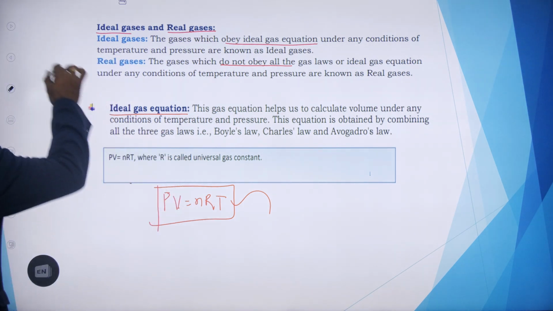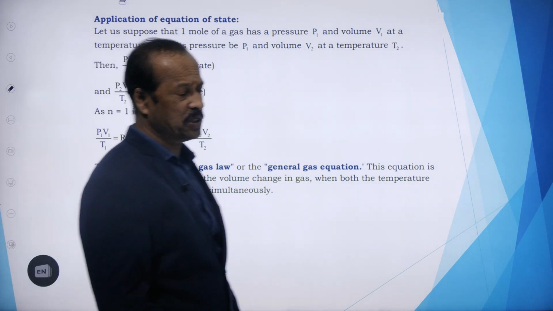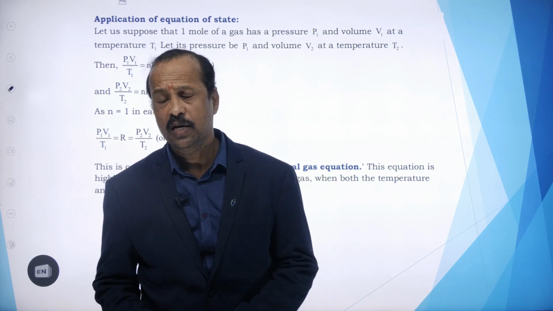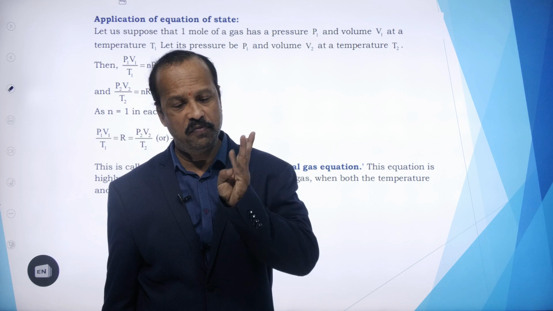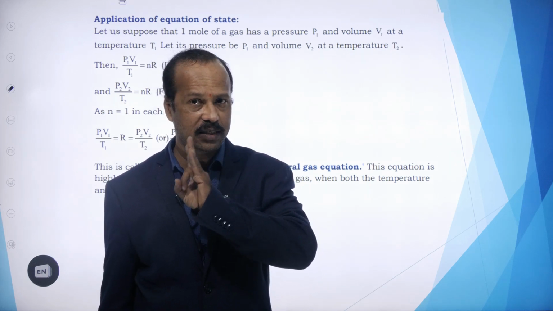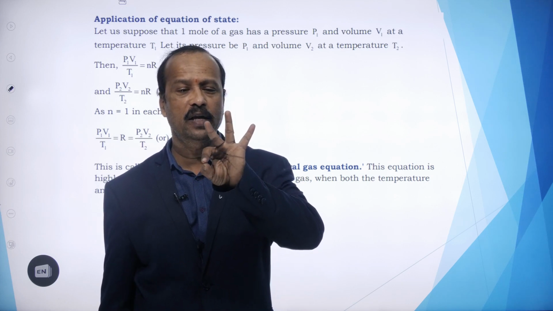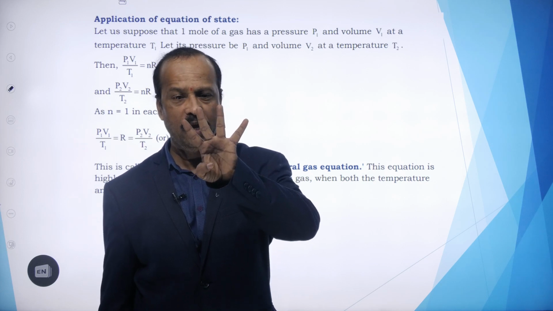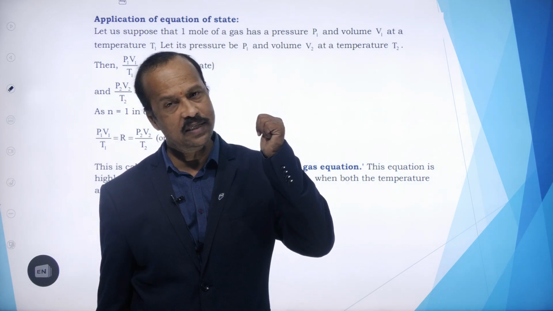Now let's go to the next topic: application of the equation of state. See students here, application is nothing but uses. What is the use of this ideal gas equation? If we know any two quantities in PV = nRT, there are total five quantities, and of course R is a constant. R is called the universal gas constant. R is constant, remaining four. In these four, if we know any two, the remaining two we can find by using this equation.